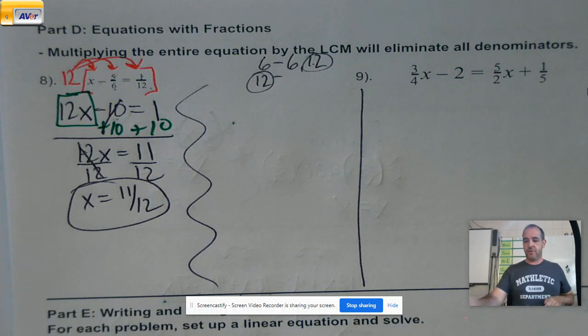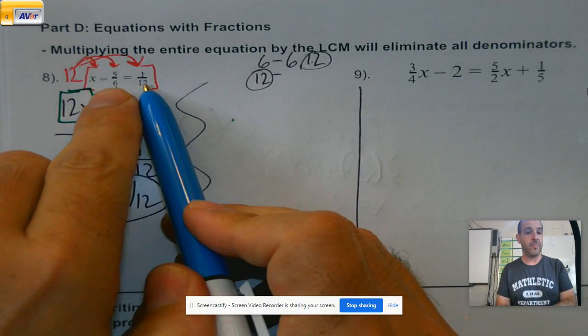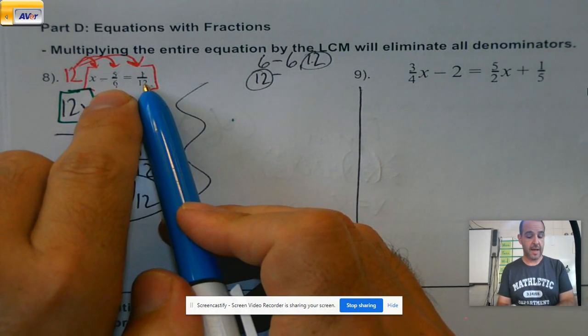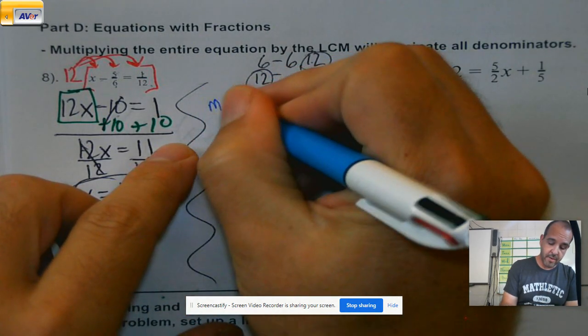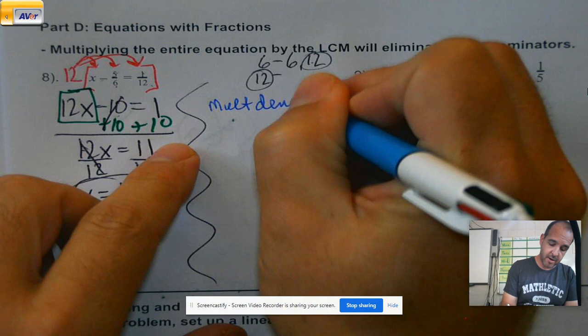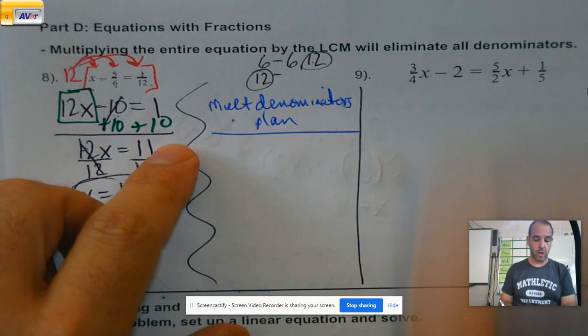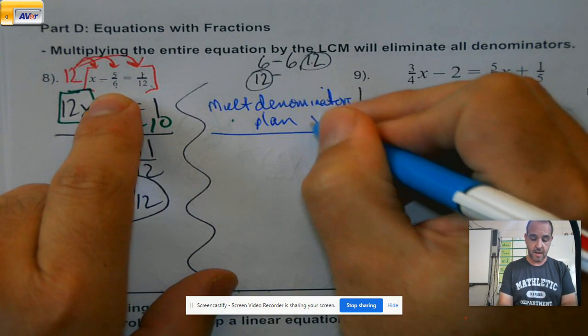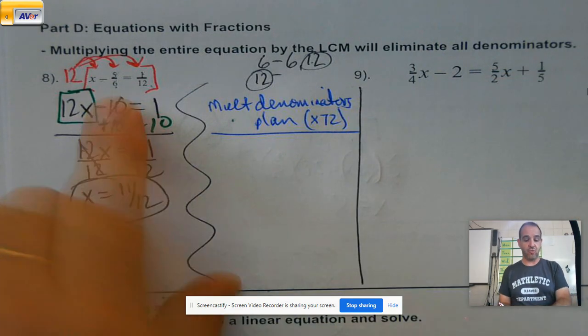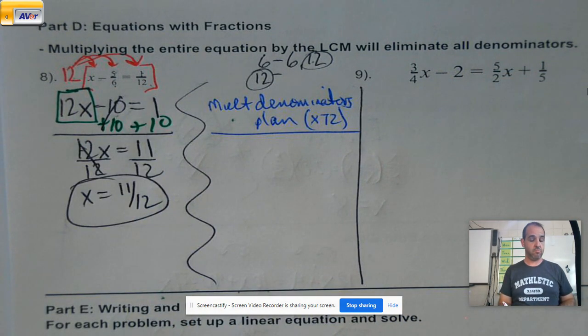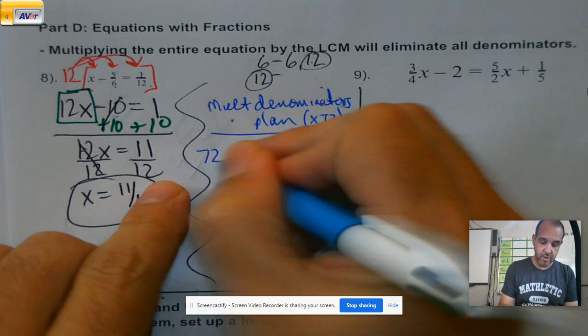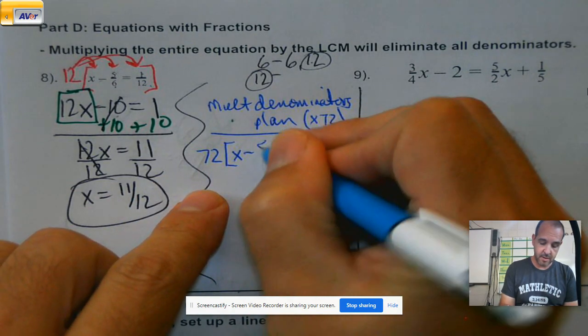So you're like, okay, you'd said there is another option. There is. If you wanted to, you can multiply your denominators together. Okay? So if you're going to go with the multiply denominators plan, would that work? So if I do that, I'm going to be multiplying everything by 72, because 6 times 12 is 72.